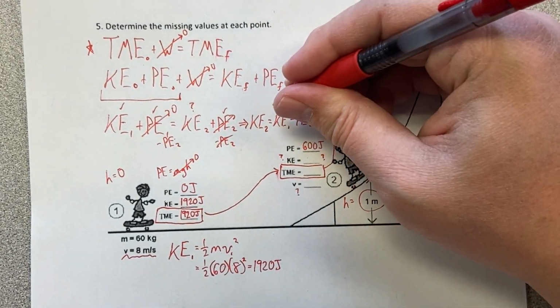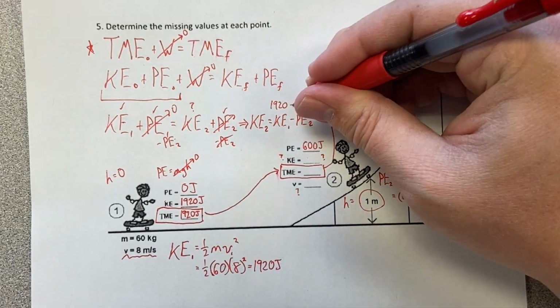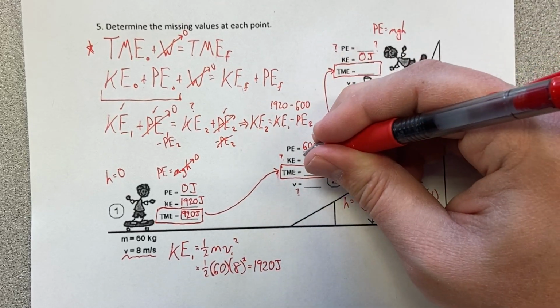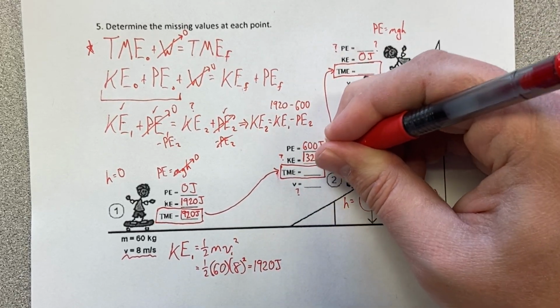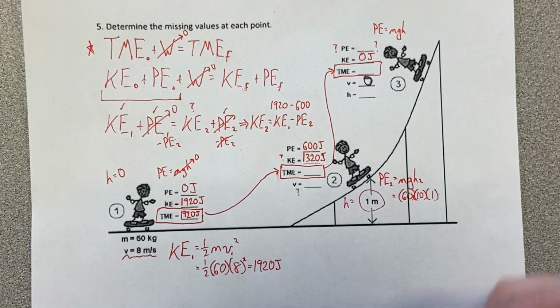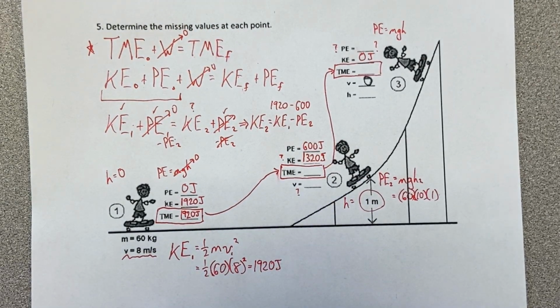Which, when we had the numbers for that, was 1,920 minus 600 to get 1,320. Now, I said there were 2 main ways that students like doing that. They can set up this equation and solve to get the one alone.